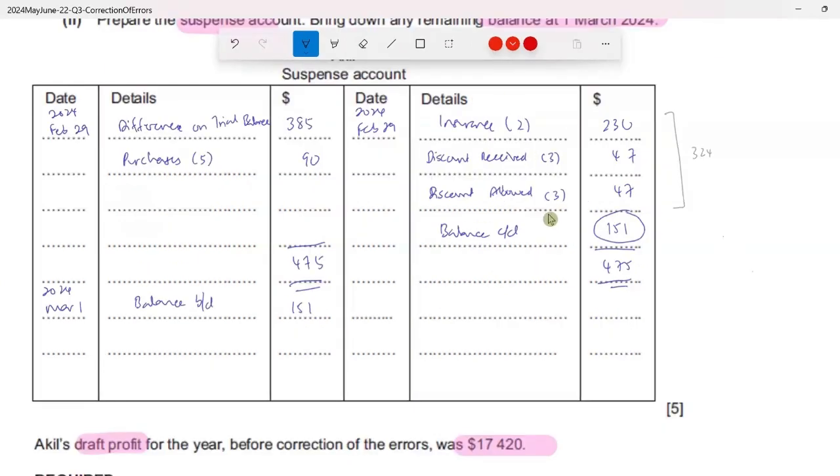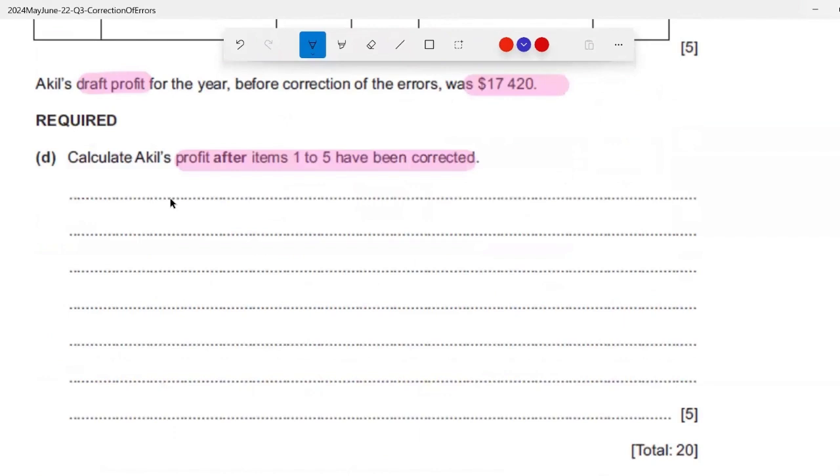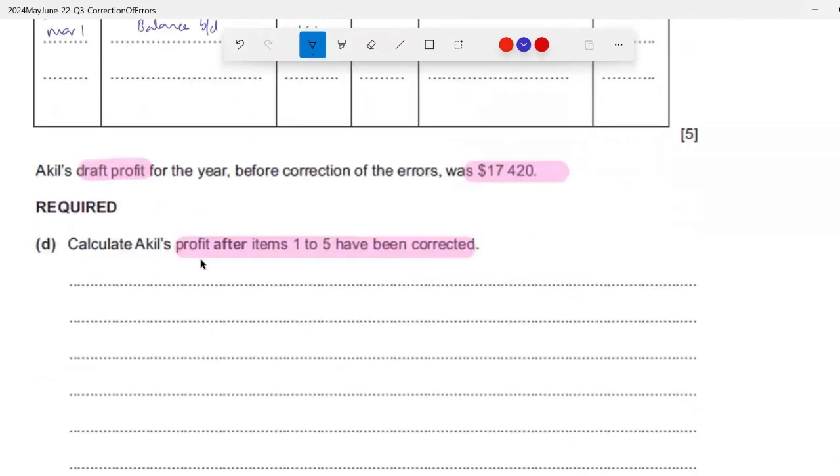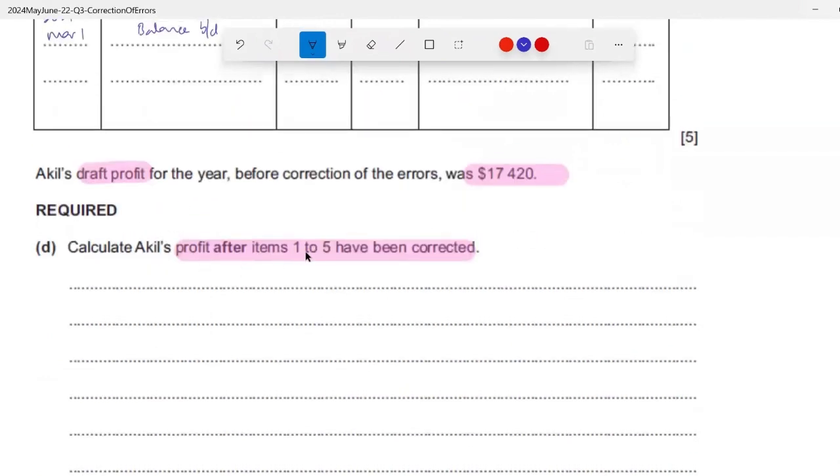Let's look at the marks allocation for part C2. 1 mark for correct amount and details over here, and 1 mark for correct amount and details over here. These two both are correct, another 1 mark awarded. And finally, the correct balance brought down, as the total of 5 marks for part C2. The last part of the question, let's check the profit after all the corrections from 1 to 5 have been done. Let's begin with the profit before correction.